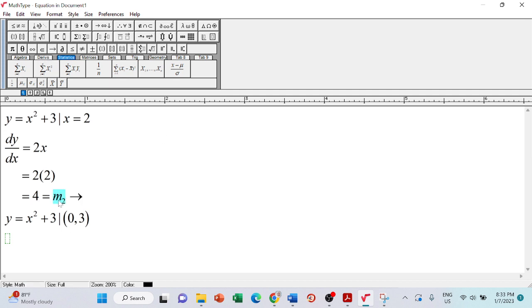Kalau M2 gradient adalah 4, so M1 berapa? Negative 1/4. Negative 1/4. Sebab M1 darab M2 sama dengan negative 1. Okay, so just directly give the gradient value lah. M1 adalah negative 1/4, okay?